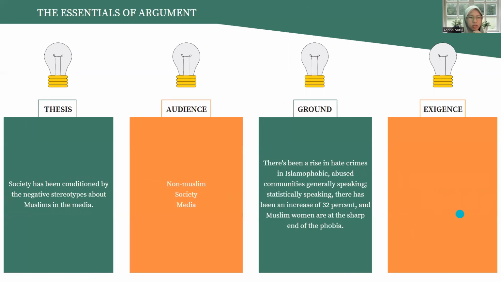Next is that society has been conditioned by negative stereotypes about Muslims in the media. The audience here is non-Muslim society, social media, society, and media. On the grounds, there has been a rise in hate crimes and Islamophobic abuse of communities, generally speaking. Statistically speaking, there has been an increase of 32%, and Muslim women are at the sharp end of the phobia. And there's no exception here.